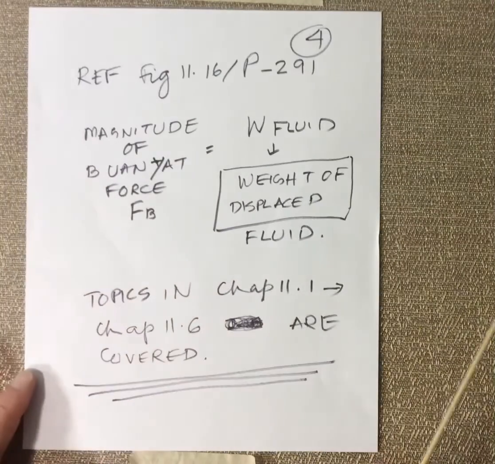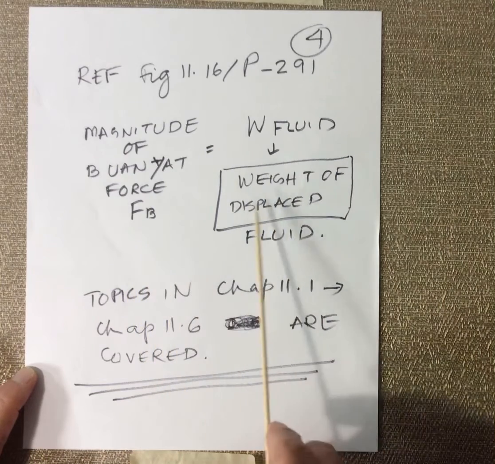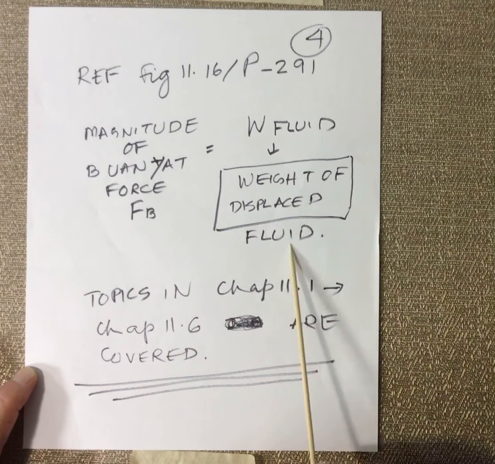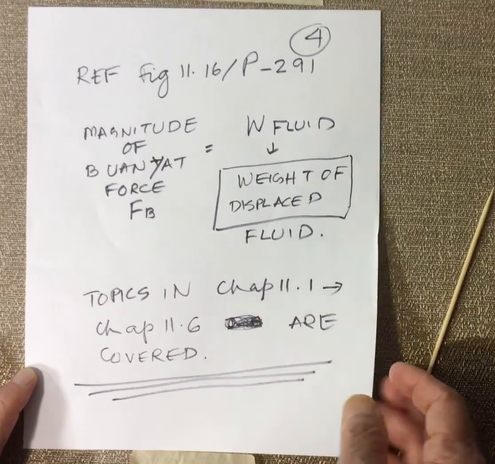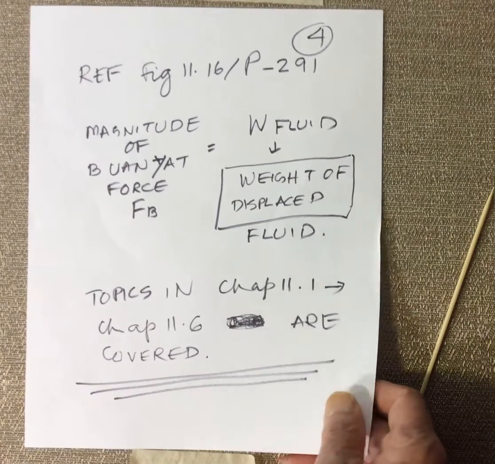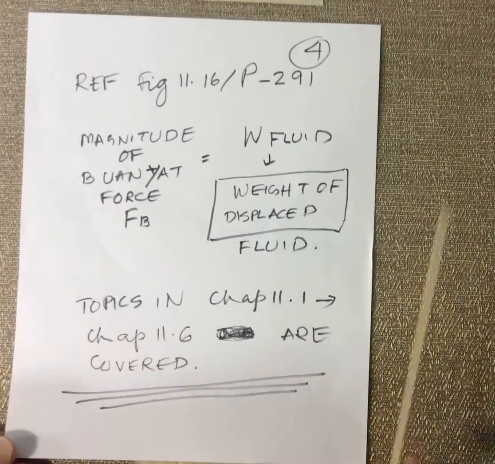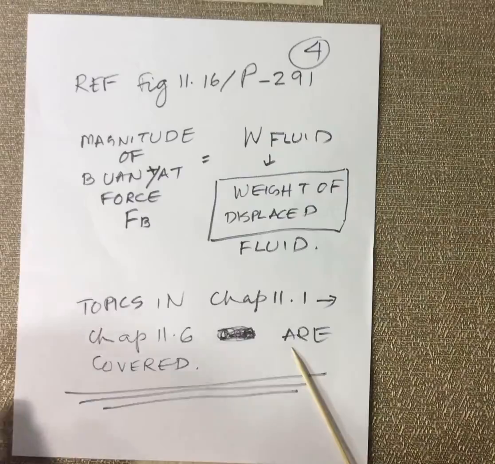So we can define from there the buoyant force Fb equals the weight of the displaced fluid. So this is a very simple equation. You will have some problems you've got to do, the homework problems. So now as you see, we have covered chapter 11.1 to 11.6, which I covered for chapter 11.